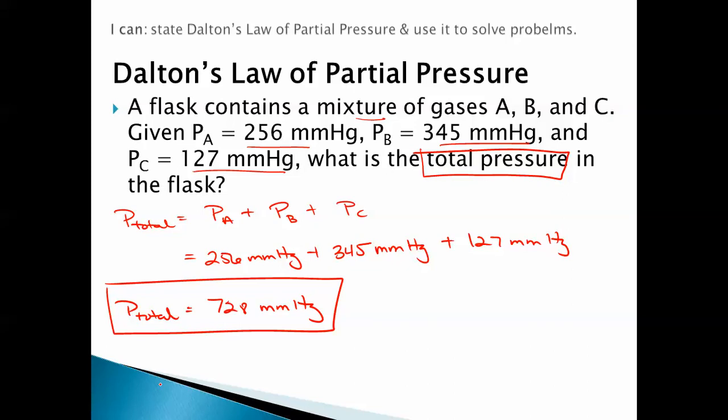We can also use this equation to help us solve for the partial pressures if we know the partial pressures of the other gases and we know the total pressure that sample of gas is exerting. So take a moment, try to complete the next question on your own, and then we'll come back and take a look at the answer.